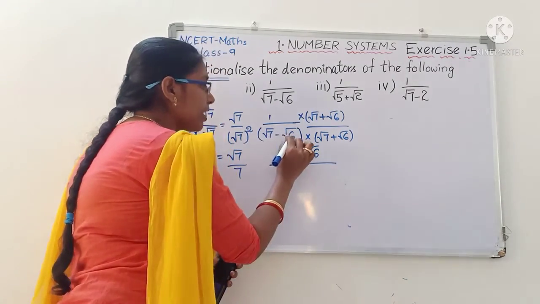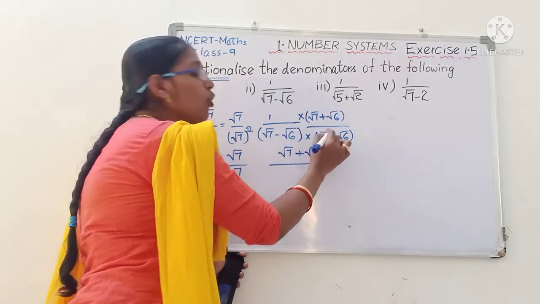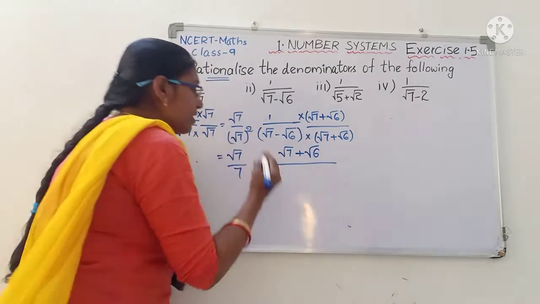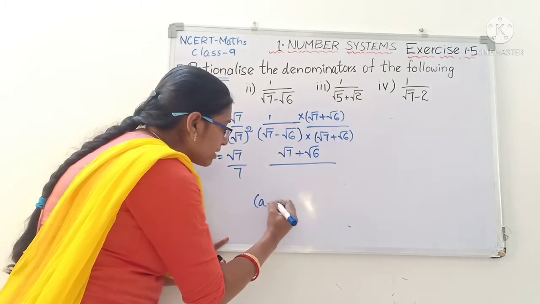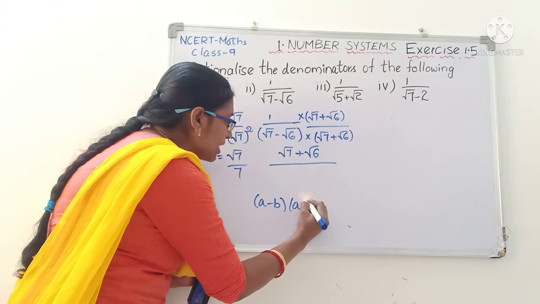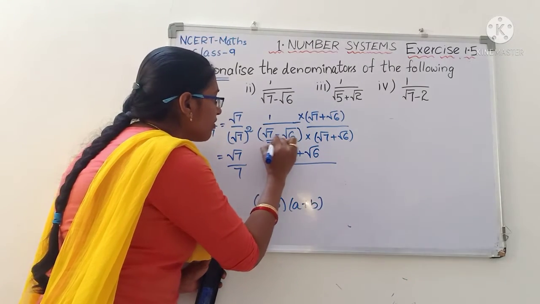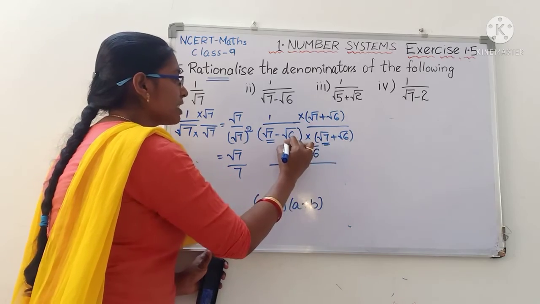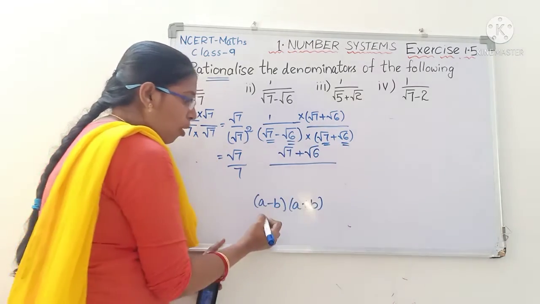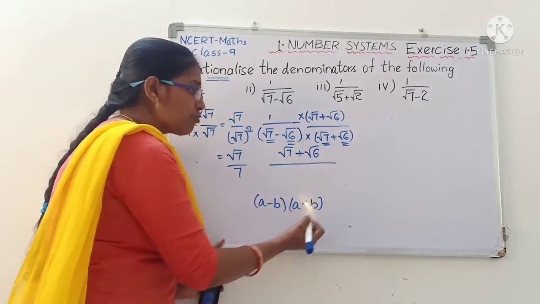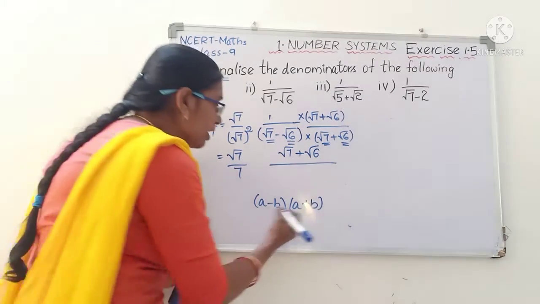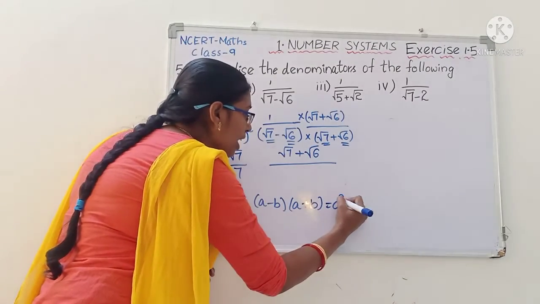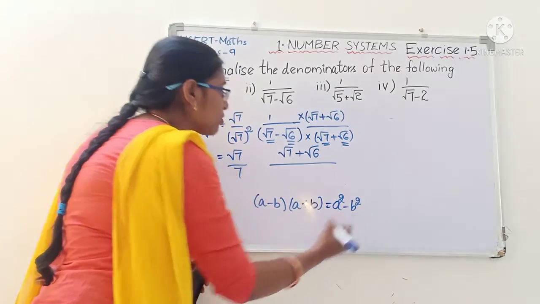Now root 7 minus root 6 into root 7 plus root 6. How is it children? A minus B into A plus B. If you observe this, root 7 is common in both, root 7 minus root 6, root 7 plus root 6. So root 6 is common. It is in the form of A minus B into A plus B. What is A minus B into A plus B? It is A square minus B square.